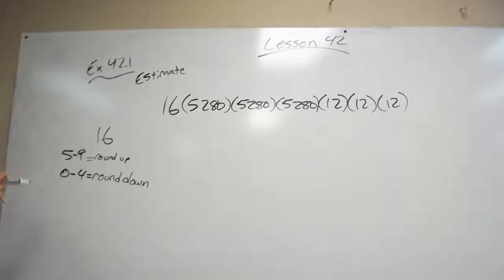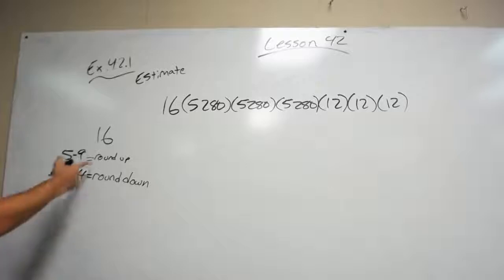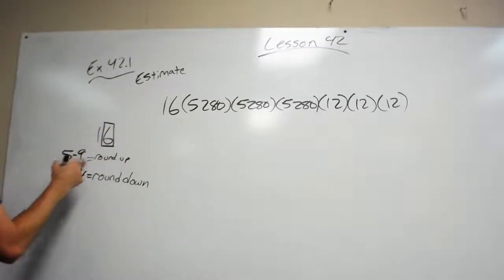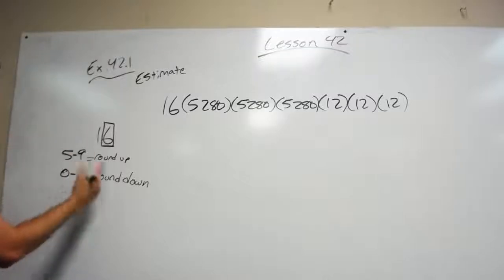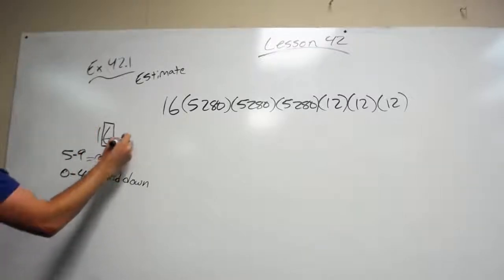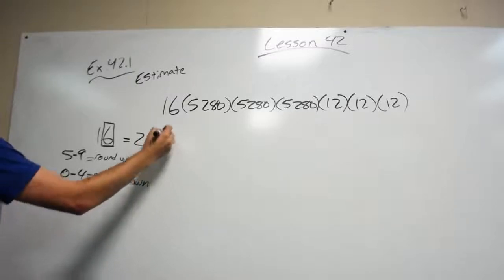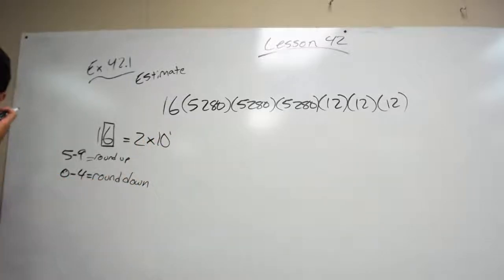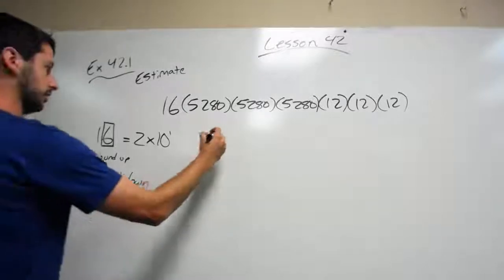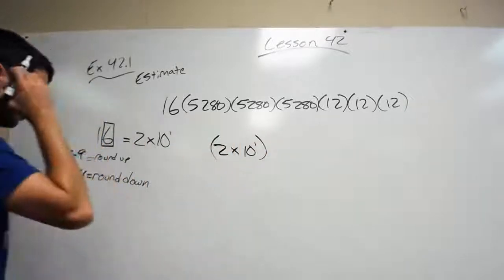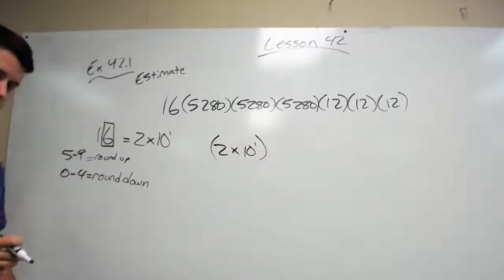Okay? So here's how we write it. Since the second number is between 5 and 9, we are going to round up. So we're going to say 2 times 10 to the first. That is how we would round the number 16. So we're going to write that over here: 2 times 10 to the first. You could just say times 10.